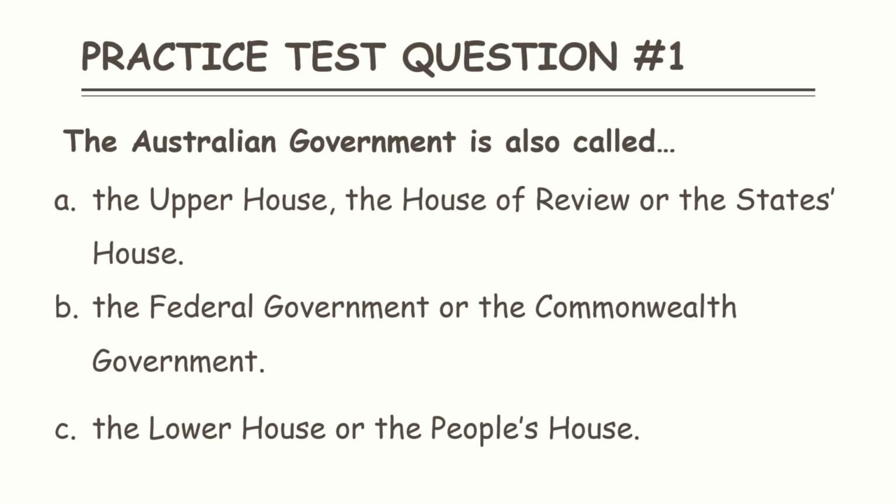Let's have a look at a practice test question. The Australian government is also called A. The Upper House, the House of Review, or the States House. B. The Federal Government or the Commonwealth Government. C. The Lower House or the People's House.